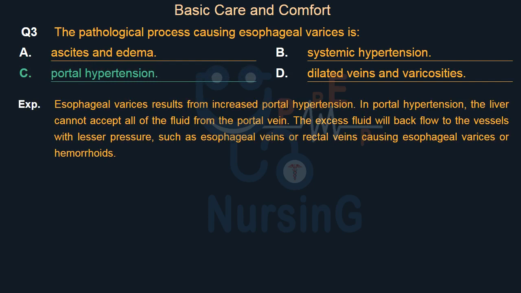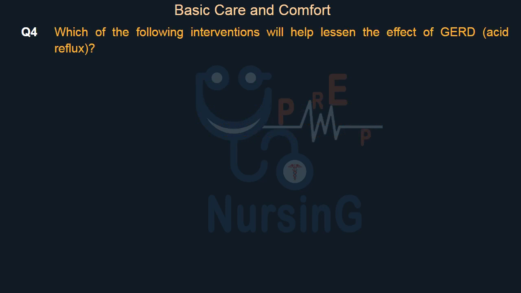Esophageal varices result from increased portal hypertension. In portal hypertension, the liver cannot accept all of the fluid from the portal vein. The excess fluid will backflow to the vessels with lesser pressure, such as esophageal veins or rectal veins, causing esophageal varices or hemorrhoids.